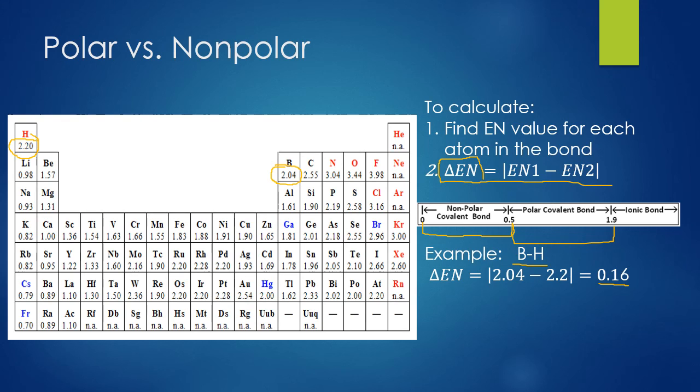Notice we can do this calculation for ionic bonds as well. Generally, when we see a metal and a nonmetal, we classify that as an ionic bond. But some metal-nonmetal bonds can be classified as polar covalent using this calculation.